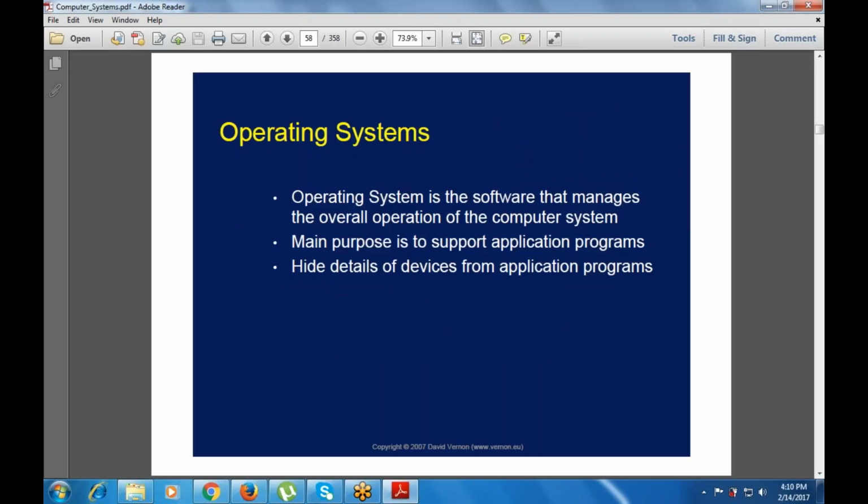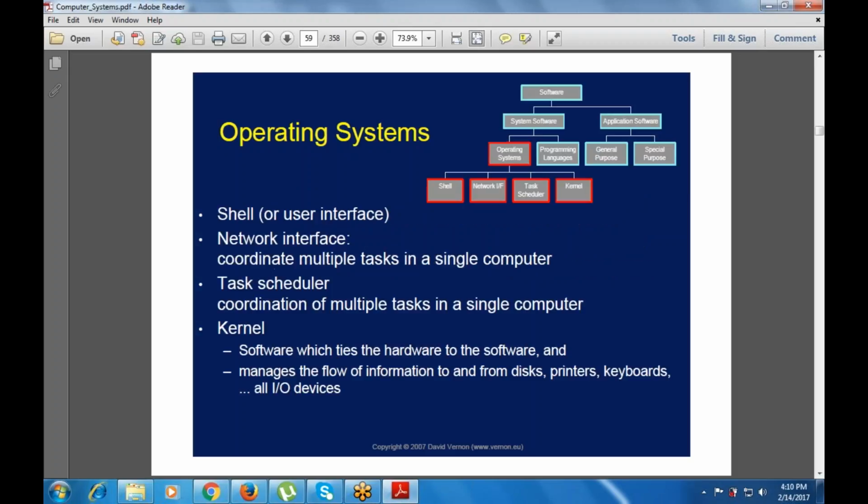And the main purpose is to support application programs, and this is used to hide the details of the devices from the application programs. Then the operating system is again a shell, that is a user interface.